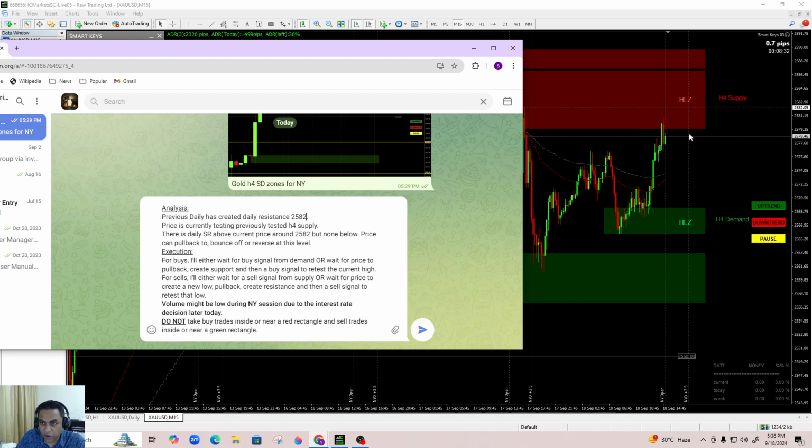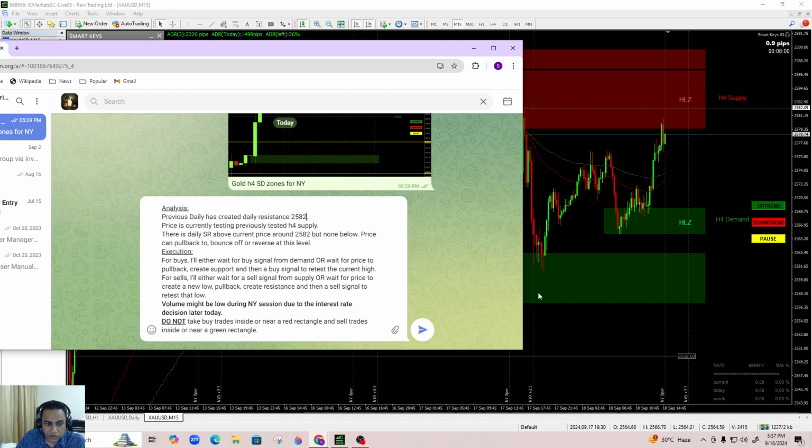For sells, I'll either wait for a sell signal from supply, either one of these two boxes, or wait for price to come down and create a new low in the New York session, pull back, create resistance on the M30 time frame, and while that M30 resistance is being created, take a sell signal at that M30 resistance, either M15 or M30, to come down and retest the new low that it has created, right? Now, volume might be low during NY session, as I said, because we have the interest rate decision later today.